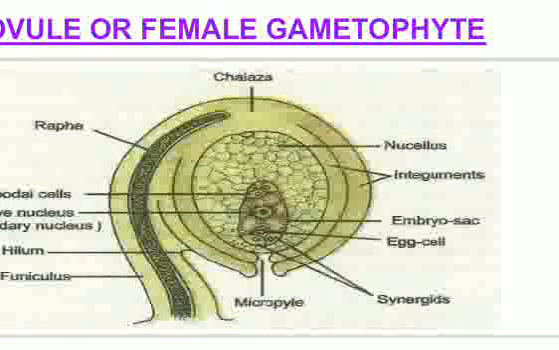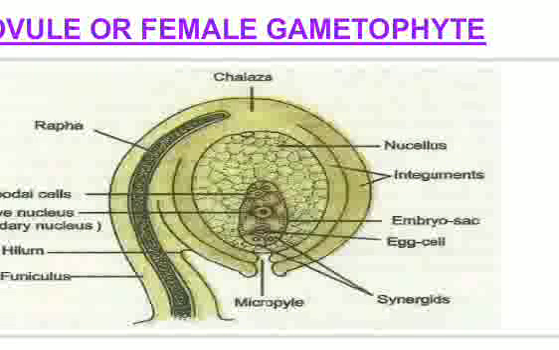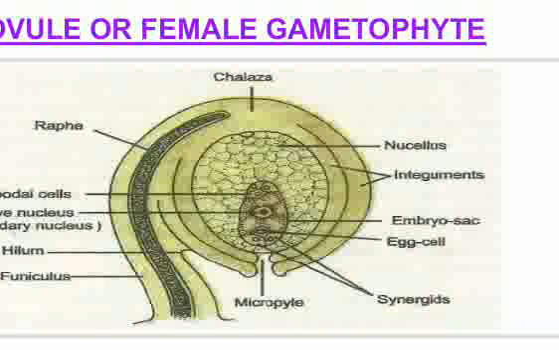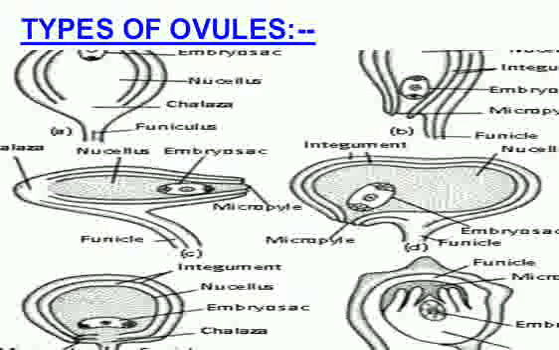Female gametophyte or the embryo sac is embedded in the micropylar region of the nucellus. Now, after studying the structure of the ovule, I will tell you that this is not the only structure of the ovule, but the most common type of the ovule which is found in most of the families of the plant, and such an ovule is called the anatropous ovule. Apart from this, we have many other variations in the structure of the ovules which you can see in this figure.